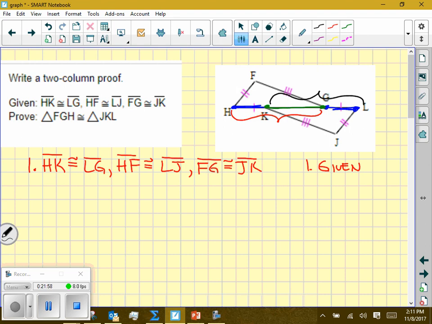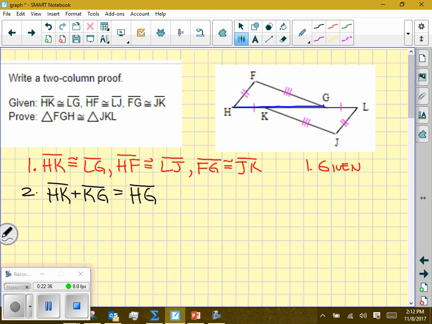So logically, with our thought, it makes sense that those have to be the same. But we have to write that out in a proof. We have to show why that's the case. So here's what you want to do. If I'm just going to look at H to G, I want to focus just on that segment first. Okay? What two smaller segments make up H to G? HK and KG. And that is going to equal, if I add those together, HG, right? Okay.